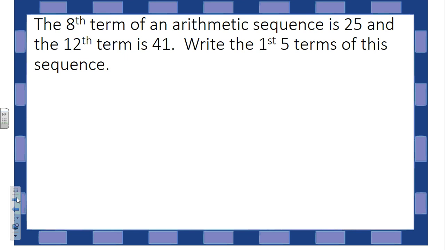Okay, so it would be nice if we had an explicit formula. In order to get that explicit formula, we know that a sub n will be our common difference times n plus our term before our first term, right? So now what?